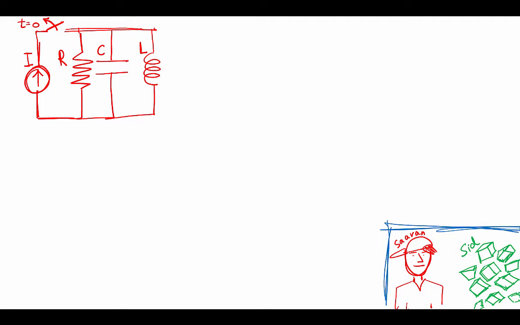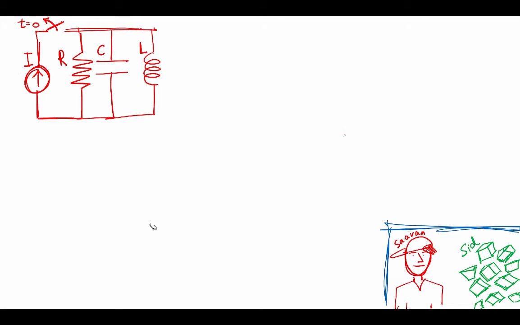Hi everyone. Today we're going to solve a second order parallel RLC circuit. We're going to assume that this switch has been closed for all of time, from negative infinity until zero, and then at time t equals zero, the switch is opened, and from then on the switch is open. So Seven, how do we start solving a circuit like this?